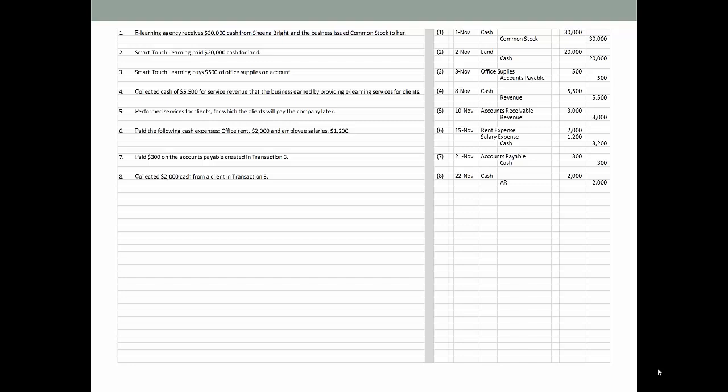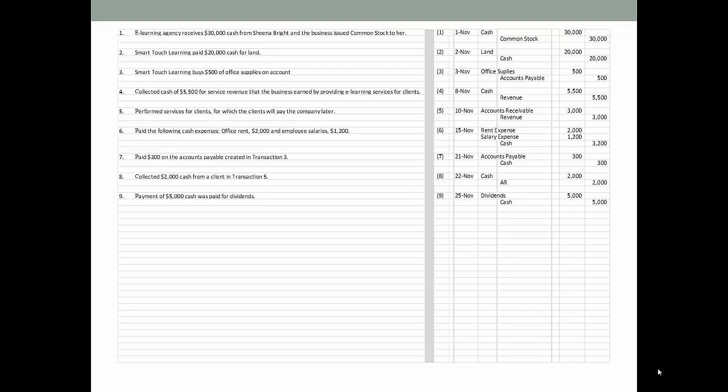Next, we collected $2,000 from a client in transaction 5. So cash is involved as well as the accounts receivable that we had with the client. These are two asset accounts. Cash is going up, we'll debit that. Accounts receivable is going down. They no longer owe the $2,000. So we're going to credit accounts receivable to demonstrate the fact that accounts receivable is going down, or decreasing.